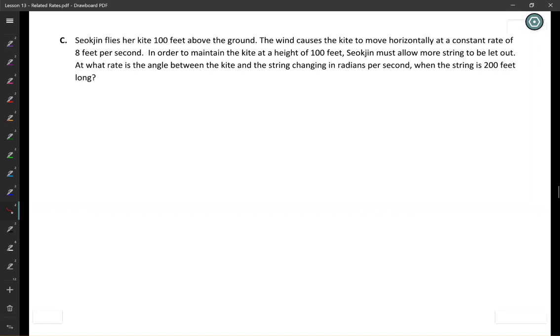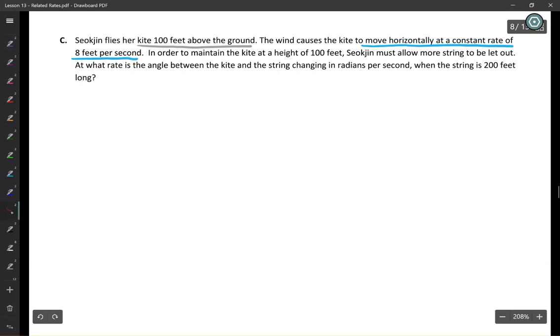Let's do another one. Sokjen flies her kite 100 feet above the ground. The wind causes the kite to move horizontally at a constant rate of 8 feet per second. Okay, so we've got the kite is 100 feet above the ground and a rate of change. The kite is moving horizontally at a constant rate of 8 feet per second.